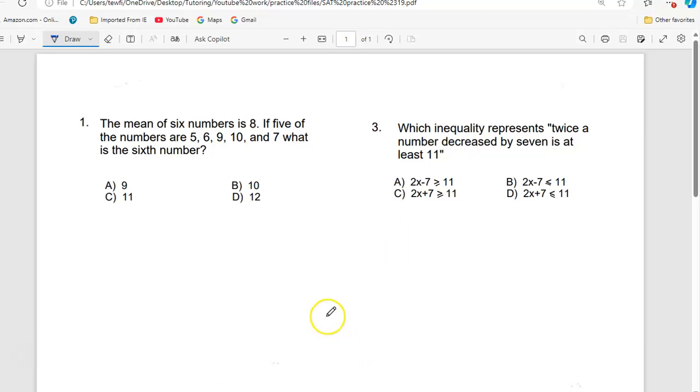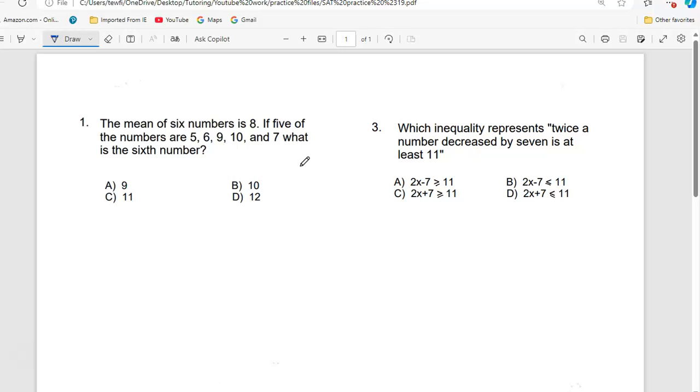Alright, let's start with the first problem here. For the first problem, they said the mean of 6 numbers is 8. If 5 of the numbers are 5, 6, 9, 10, and 7, what is the 6th number?